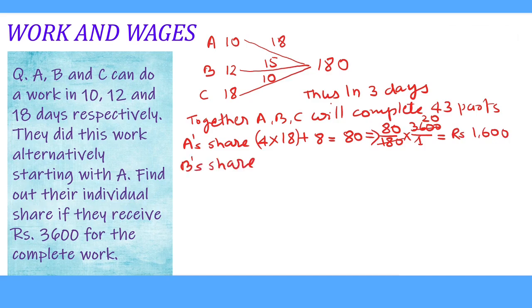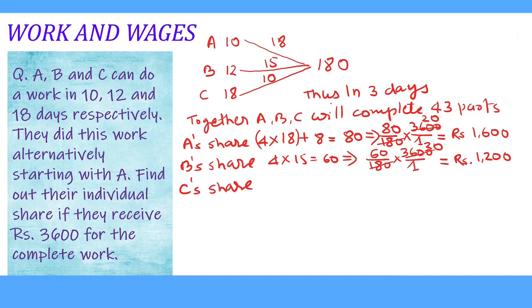B's share is 4 multiplied by 15 parts, which is equal to 60 parts, and B will be getting the amount for 60 parts. 60 divided by 180 multiplied by 3600, and 180 again divides 3600 20 times. So B is receiving 60 multiplied by 20, rupees 1200. So B's share is rupees 1200.